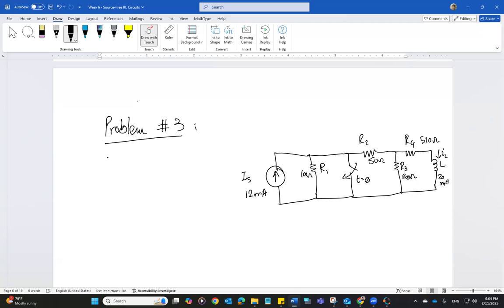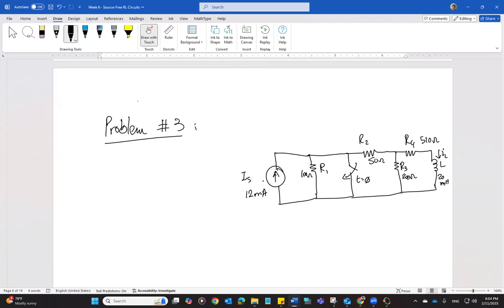So simple problem. It's one of the problems from the book that I picked up. All right, so again, observe that switch is opened for a very long time, of course. And then at t equal to 0, switch is going to be closed. When the switch is open, no current is going through the switch. It's an open circuit. And the inductor will also be acting as a short circuit after it is fully charged. So your circuit is going to be comprised of IS, R1, R2, R3, and R4, and replace the inductor with a short circuit.